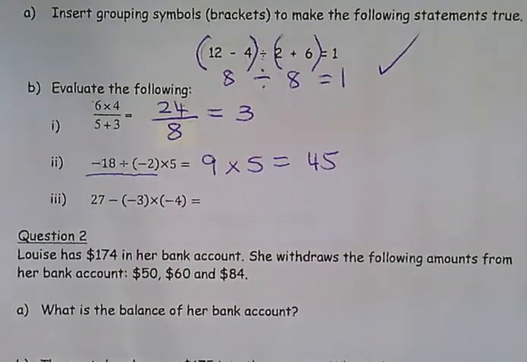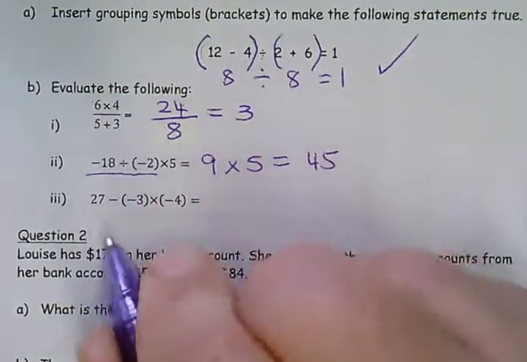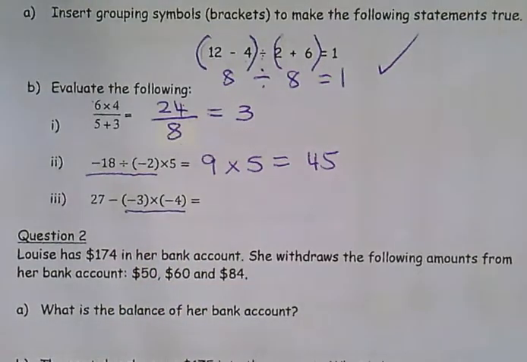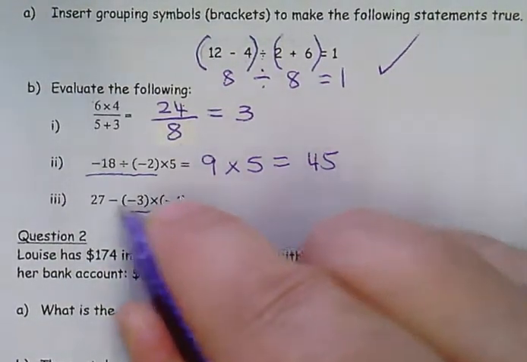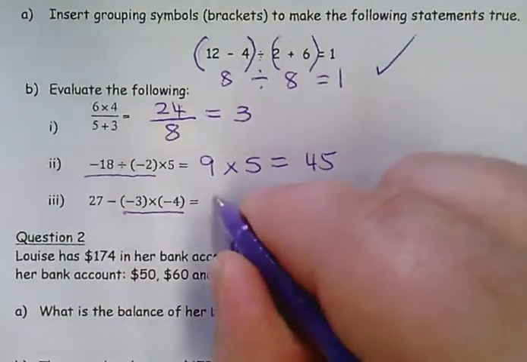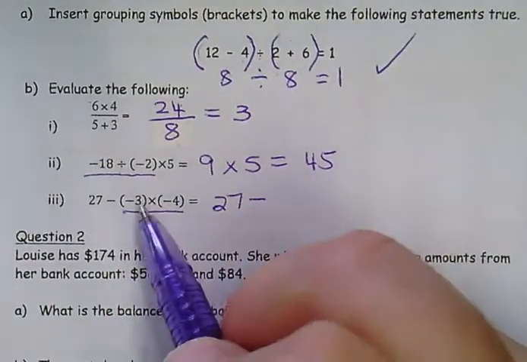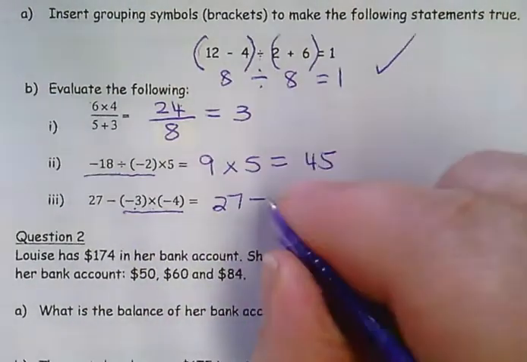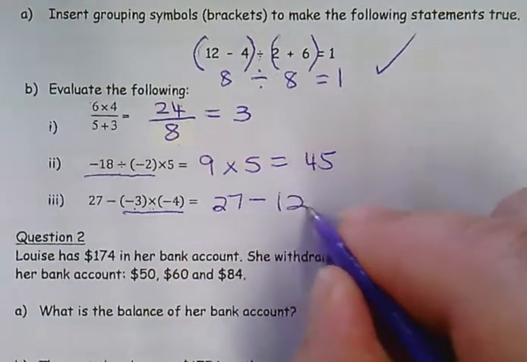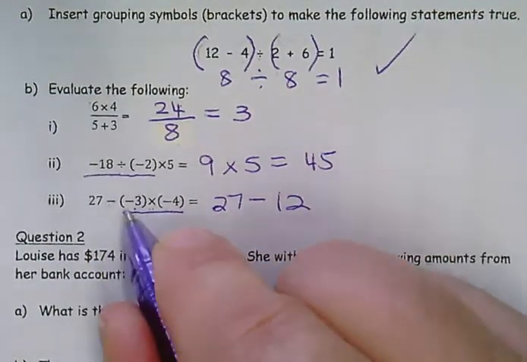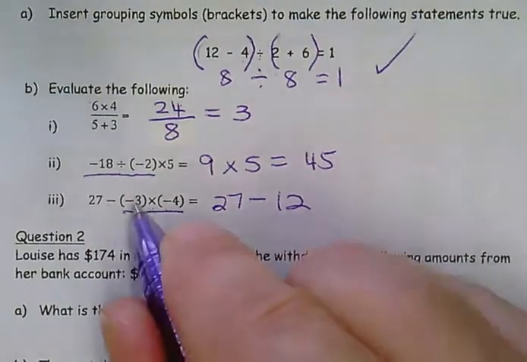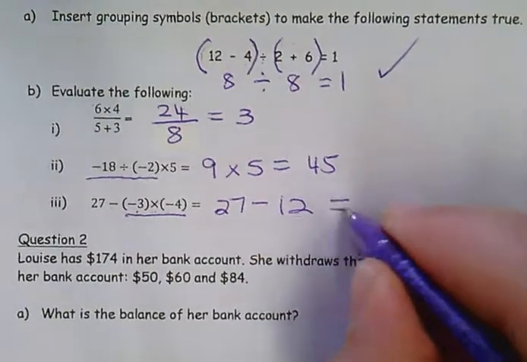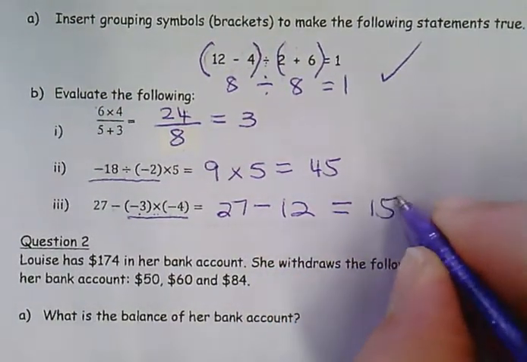Okay? Now, the next question. 27 take away negative 3 times negative 4. Now we have to do the multiplication before the subtraction. A negative times a negative is a positive, so negative 3 times negative 4 is positive 12. But I still have to write the 27 take away. The answer to negative 3 times negative 4 is positive 12, so we should get 27 take away 12 is 15.